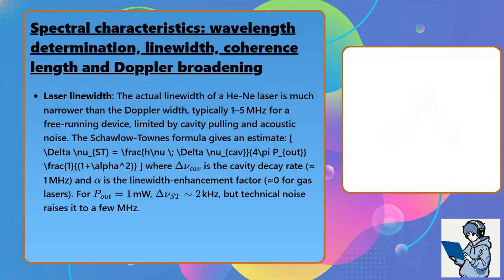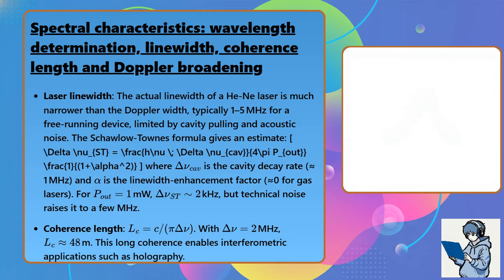Δν_ST = hν Δν_cavity / (4π P_out) × 1/(1 + α²). Δν_cavity is the cavity decay rate, approximately 1 megahertz, and α is the line width enhancement factor, approximately 0 for gas lasers. For P_out = 1 milliwatt, Δν_ST is approximately 2 kilohertz, but technical noise raises it to a few megahertz.